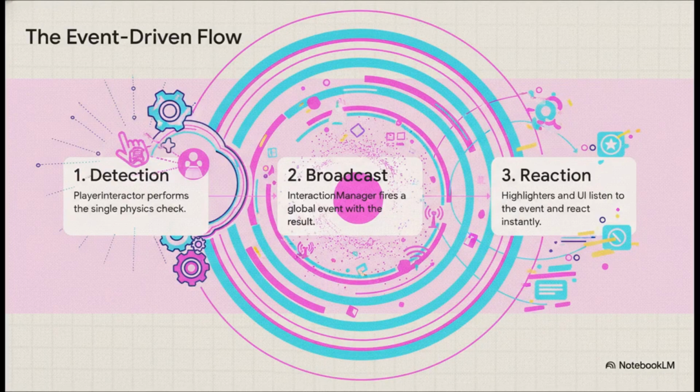This is where the real magic is. Instead of every little system doing its own physics check, the whole flow is event-driven. So first, the player interactor does its one and only detection. Then, the interaction manager fires off a global event, basically shouting, "Hey everyone, this is the object we're looking at." And finally, your highlighters and UI, they're just listening. They hear that event and react instantly with absolutely zero physics cost. It's reactive, not proactive. That's the key.